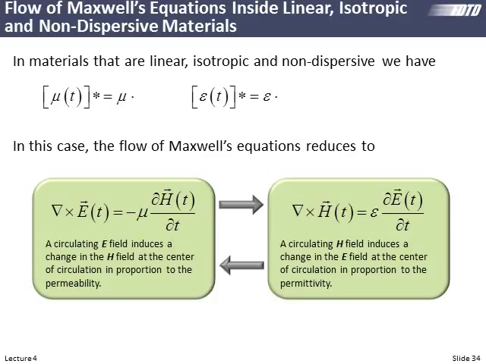We can similarly substitute the constitutive relations into the curl equations and now think of the finite difference time domain a little bit simpler. We will calculate the curl of the electric field. We'll divide that by the permeability, and now we know how much we can change the magnetic field at the center of the curl. So we update the H field from the curl of the E field. In the exact same manner, we'll update the E field from the curl of the H field. So we update H from E, update E from H.